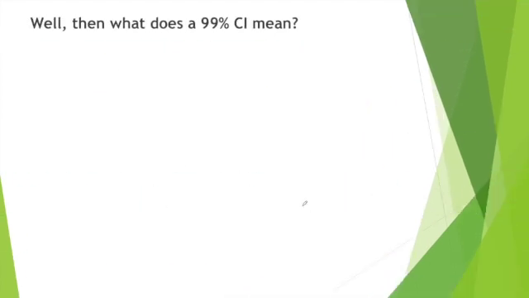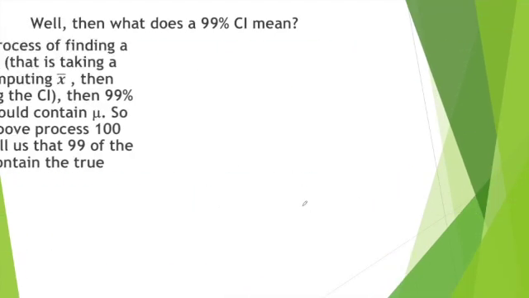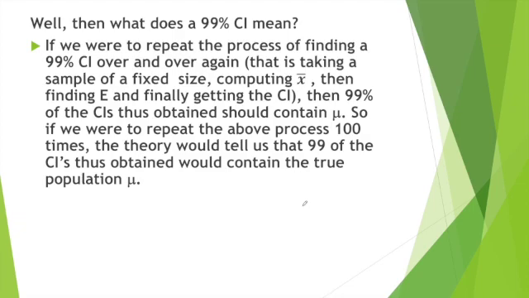So then what does a 99% confidence interval mean? Okay, if you were to repeat the process of finding our 99% confidence interval over and over and over again, taking a sample of a fixed size, computing our sample mean, and then finding our error and getting the confidence interval, then 99% of those confidence intervals would contain mu. So if I was to repeat the above process with 100 different samples of the same size, then 99 of those would contain the true population mean.